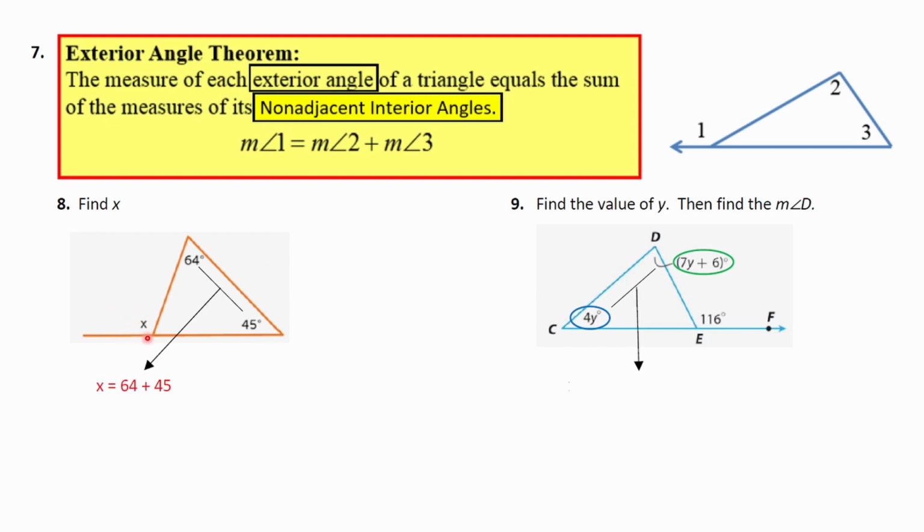Here, this is our exterior angle. These are our two non-adjacent interior angles. So you can take 64 and 45 and add them together to get the value of x. And you would get that x is equal to 109, barring any minor arithmetic errors.